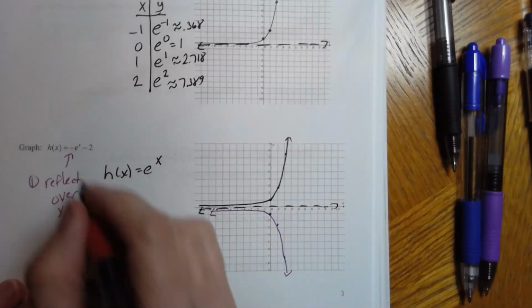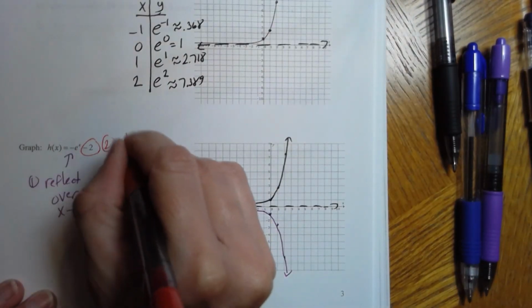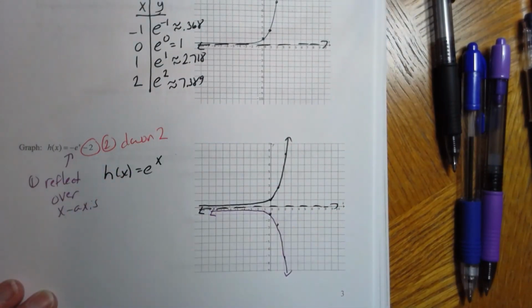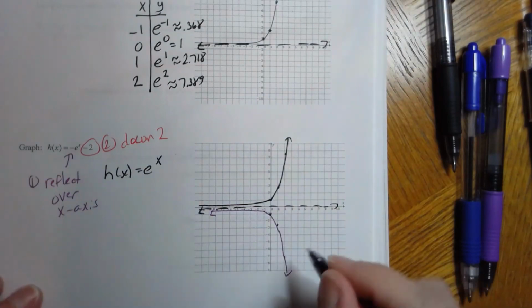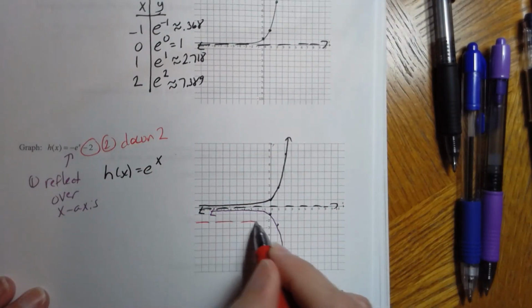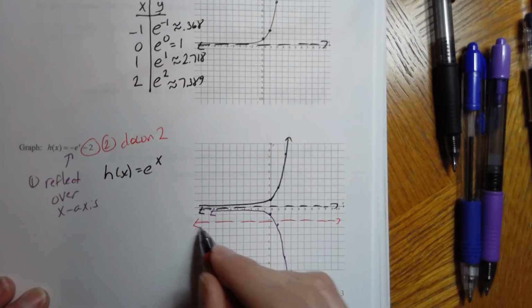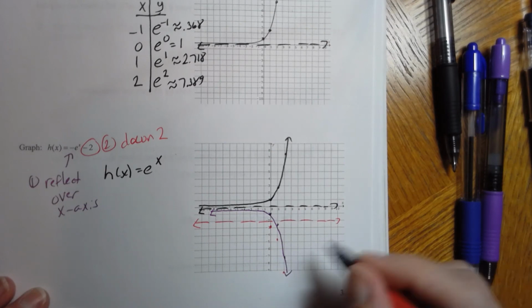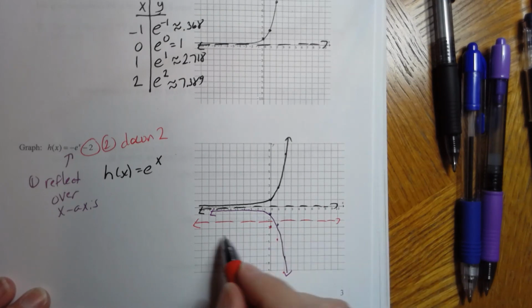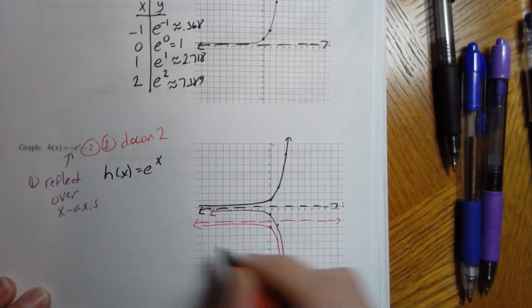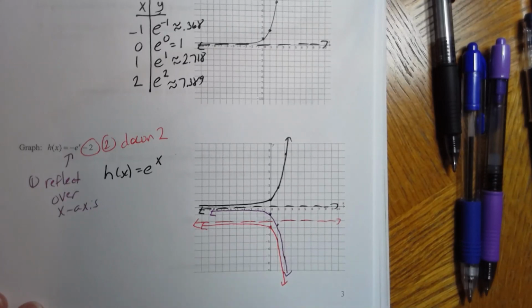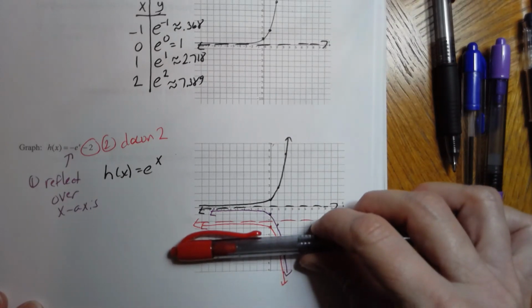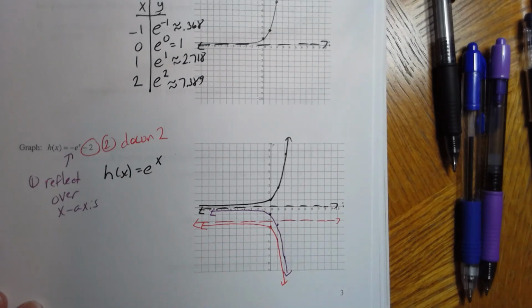And then the last step, step 2, is going to move everything down 2. Don't forget to move your asymptote. So your asymptote goes down 2. And now every point goes down 2. 1, 2, 1, 2. And kind of off the graph. That's okay. So here's your final graph with the transformation. If I asked you what the domain is, the domain is still negative infinity to infinity. But the range now goes from negative infinity up to negative 2, and negative 2 would have a parentheses.